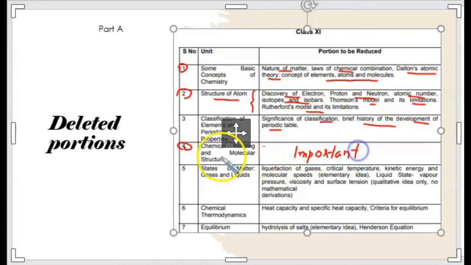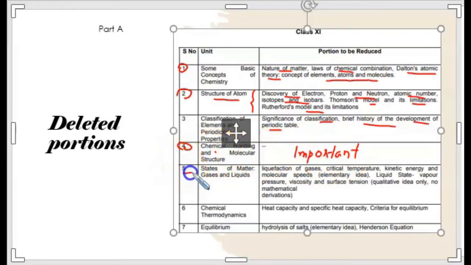That is chemical bonding and molecular structure. How is a compound formed? What is the bonding present in a molecule? So what is this chemical bonding? Nothing got reduced from this chapter.